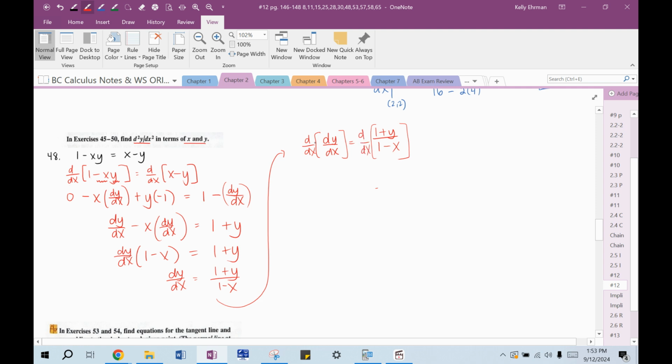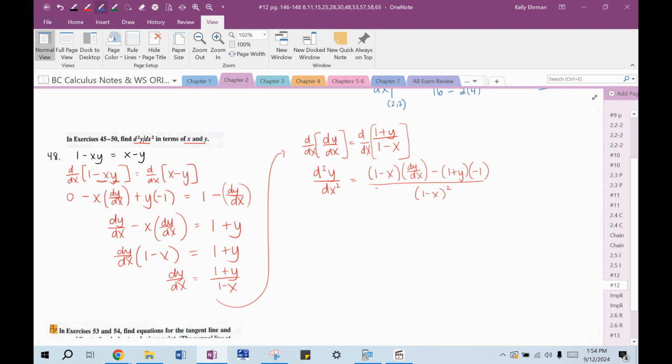All right, so on this side, I've got my second derivative of y with respect to x. On this side, if I want to take this derivative, because I can't simplify or divide out the rational, I've got to do quotient rule. So low, d high, the derivative of 1 plus y is just dy/dx, minus high, d low, the derivative of 1 minus x is negative 1, all over low low, (1 minus x) quantity squared.